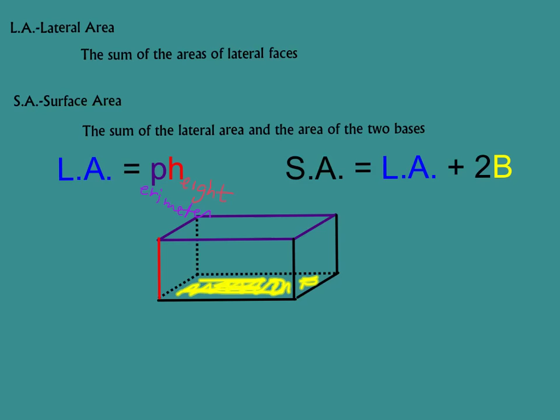But then my surface area is going to be that value that I just calculated to be my lateral area plus my bases. So here's my base in yellow, and I have two of them. So whatever that area is, I'm going to multiply by 2. So what's important to recognize is that that base, capital B, is the area of the base.